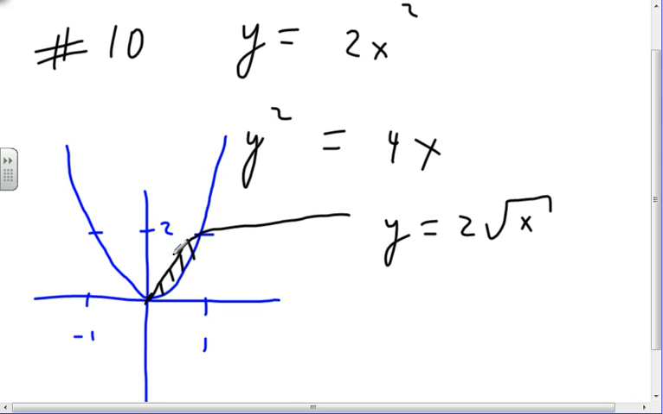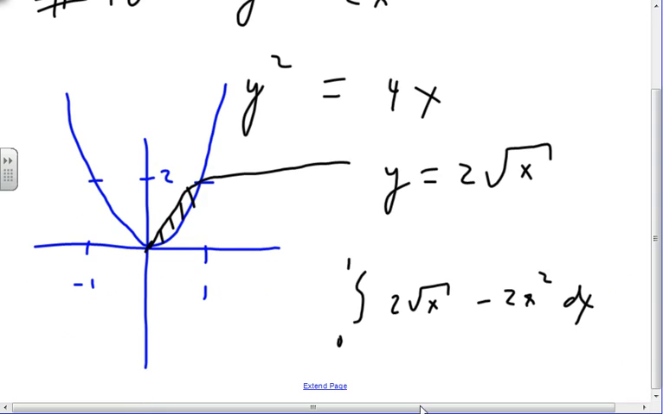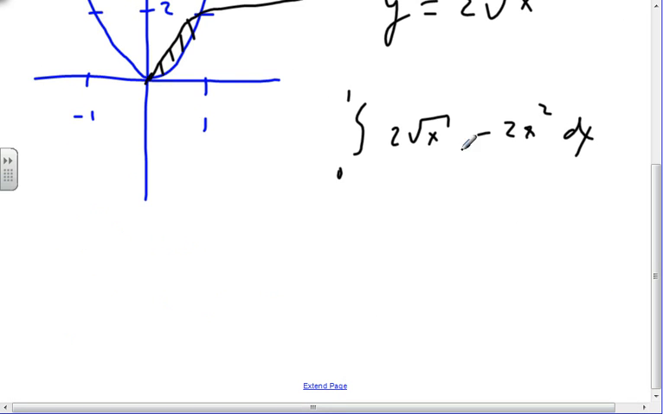So the curve on top, we're going to go integral 0 to 1 of the square root of x minus 2x squared dx. Because the square root of x curve is going to be on top of the 2x squared term. If you put it the other way, you're going to get the wrong answer. It would be a negative answer, which would give you an indication: how can I have negative area? I can't. I'm doing it wrong.